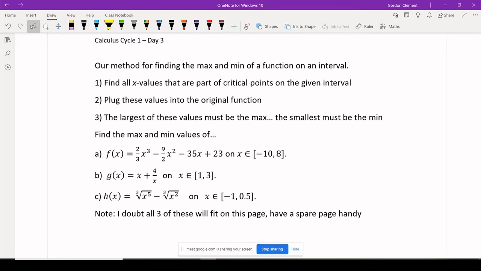So we'll plug in all those values. We'll get the y values. Whichever one's the biggest, that's our max. Whichever one of those is the smallest, that's our min.